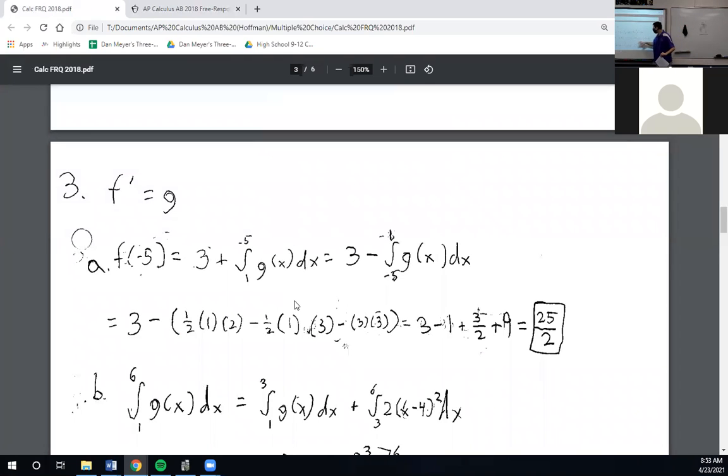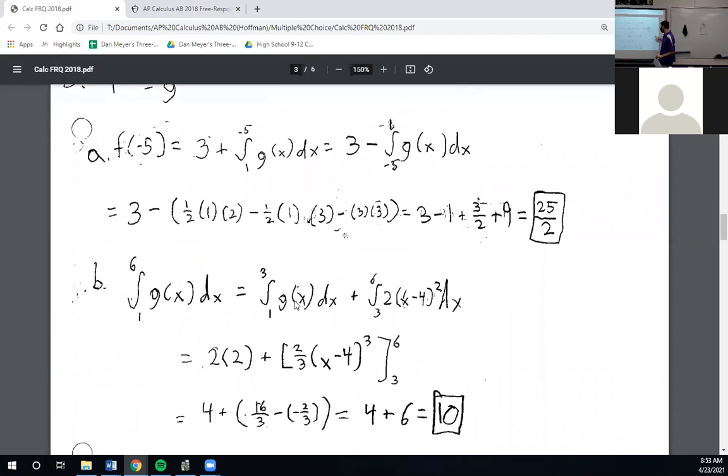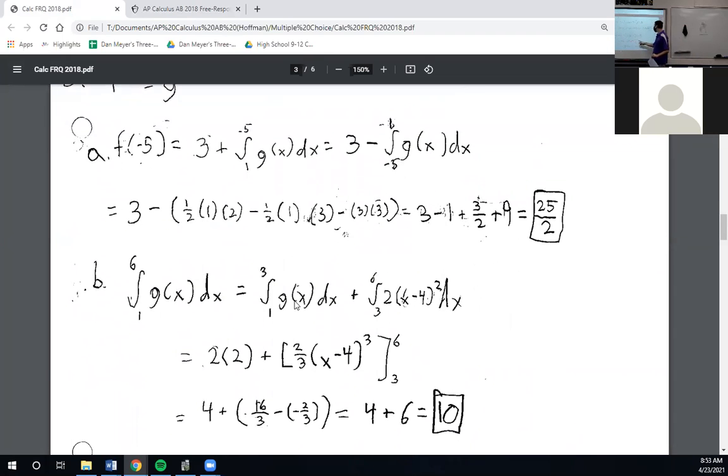So from 1 to 3, there's my area. And then from 3 to 6, the antiderivative of this is going to be 2/3 times the quantity cubed. And so plug in 6 minus plug in 3, to get our total answer there.